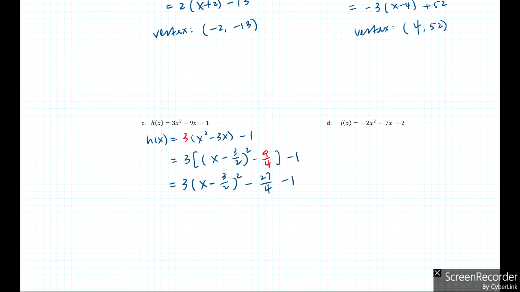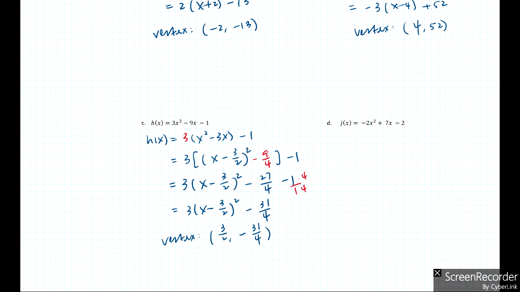And lastly, minus 1. With this process, we can combine the constants, and 1 can be turned into 4 over 4. So just this process, we can go ahead and find negative 27 over 4 minus 4 over 4 is negative 31 over 4. And therefore our vertex would be 3 halves, negative 31 over 4.